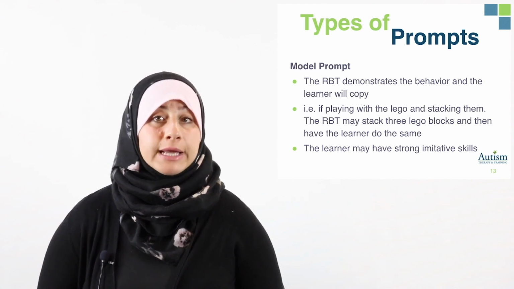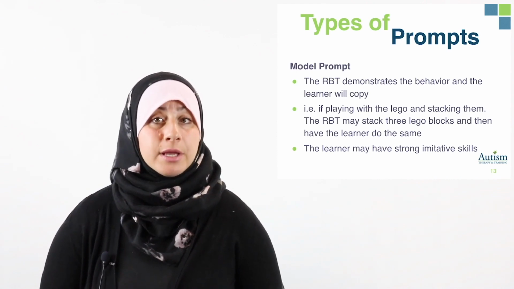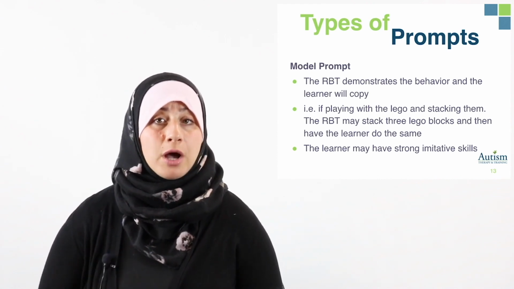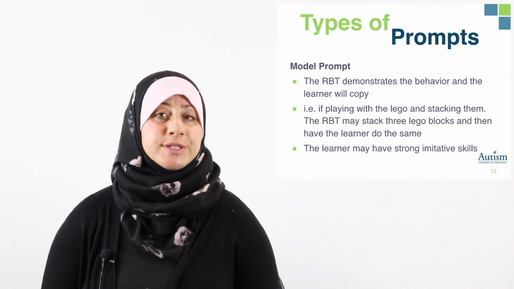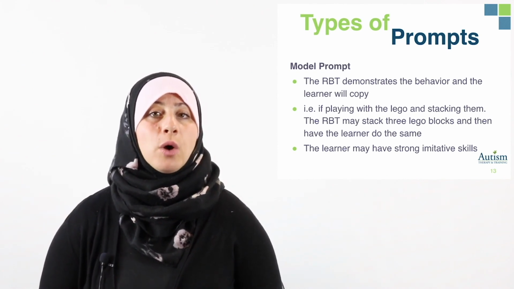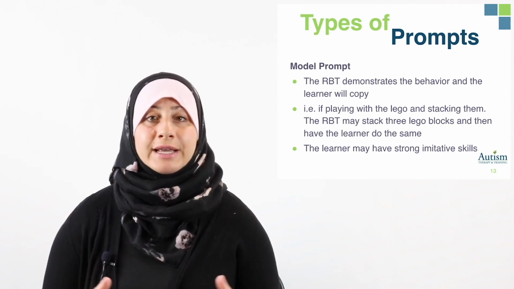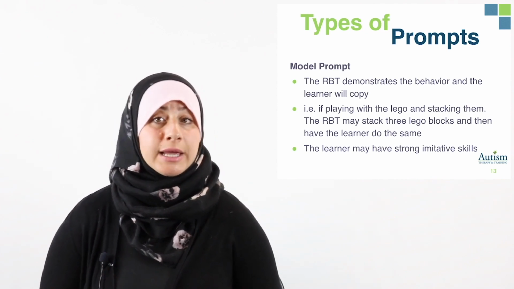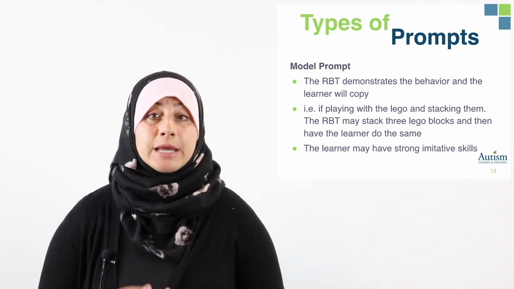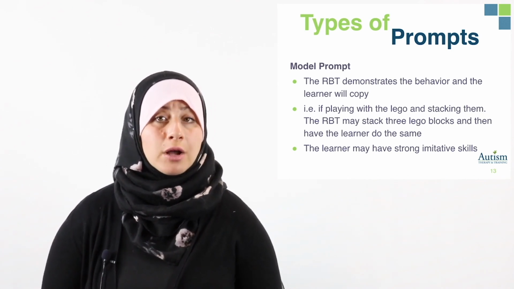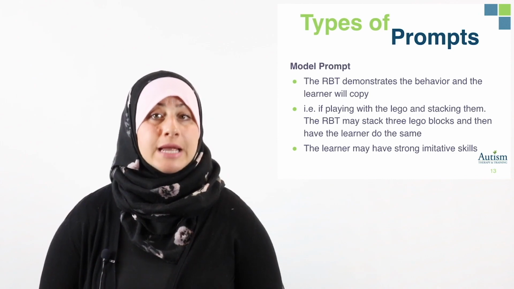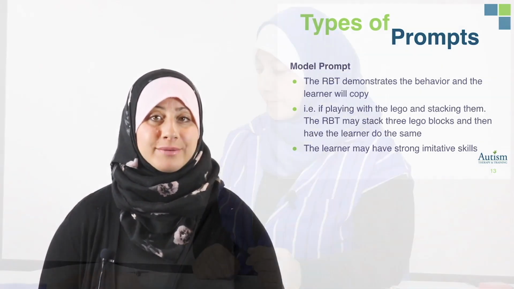For example, if playing with Lego and stacking them, the RBT may stack 3 blocks and have the learner do the same. You can model a wide range of behaviors and actions such as waving, clapping, washing hands, playing. Model prompts can be used with learners that have strong imitation skills. Let's take a look at this one.